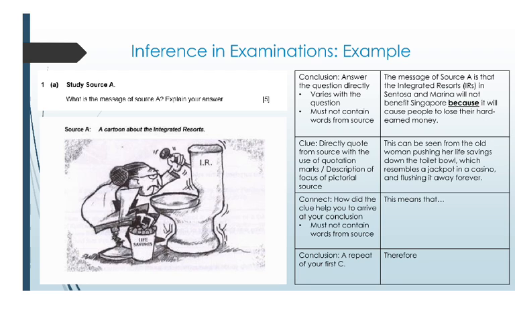And as such, this can be seen from the old woman pushing her life savings down the toilet bowl, which resembles a jackpot in the casino. This is why we talked about earlier, wherever we annotated on the source, you can just slot it into your answer. It was flushing it away, and the moment you flush things, it goes away forever, unless you want to dig the sewage for it, which nobody does. So it goes away forever, which means you're never getting your money back.